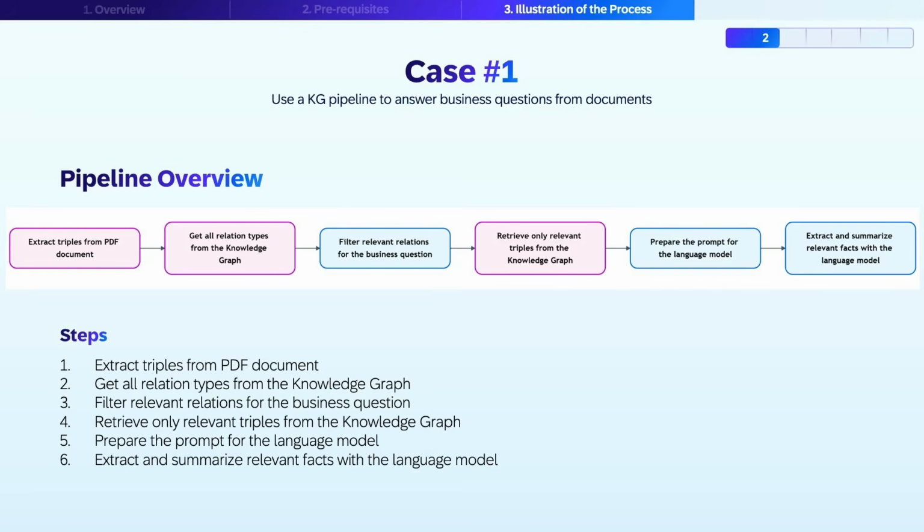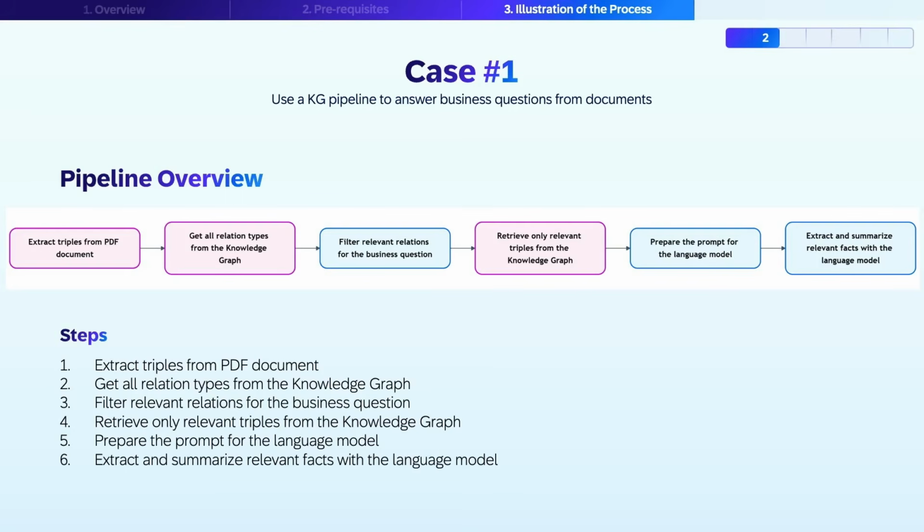In this use case, a procurement specialist receives a technical spec for a motor and wants to quickly understand its energy efficiency characteristics. The PDF is parsed and triples are extracted. These include facts like voltage, frequency, efficiency rating, and more. The pipeline identifies which relations are relevant for the question and retrieves only those. Then the selected triples and the question are passed to the large language model, which returns a clear, concise summary. This helps the business user make quick, data-backed decisions without reading the full document.